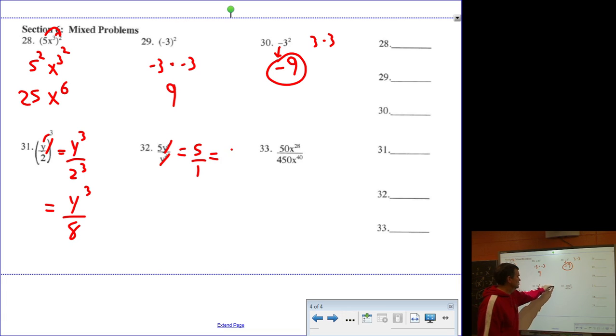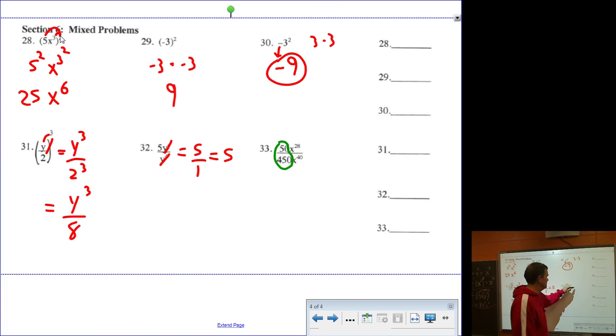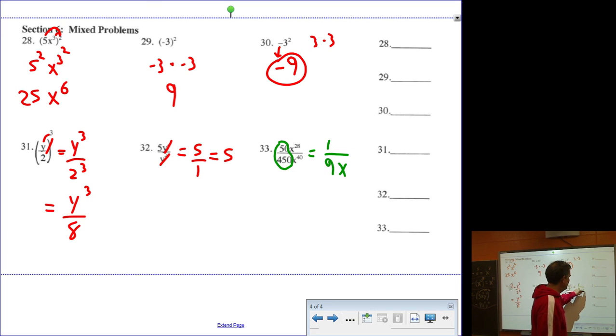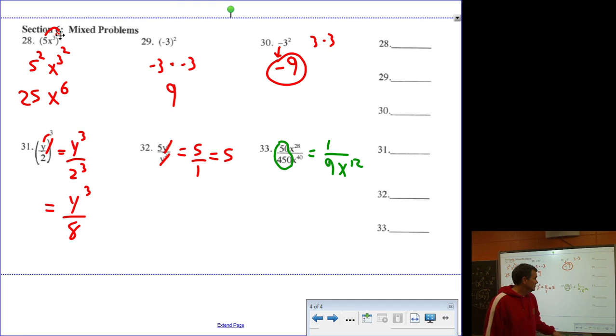1, or 5. And last up, I would want to take this and reduce the 50 over 450. 50 actually goes into both those things. It'd be 1 over 9. And with the x's, I've got 28 of them on top and 40 of them on the bottom. So when I go to cancel them out, that is 12 extra x's on the bottom. All right, 1 over 9x to the 12th.